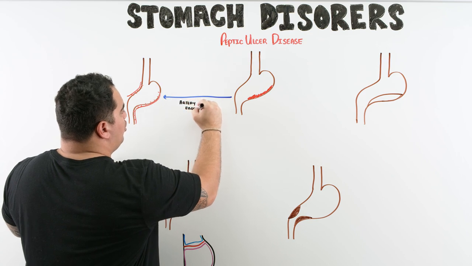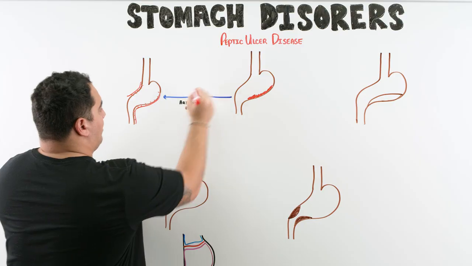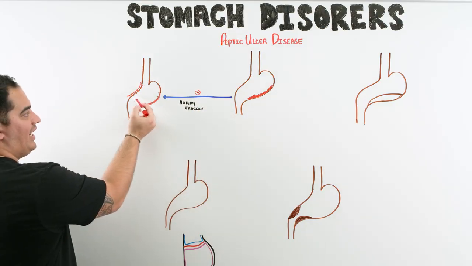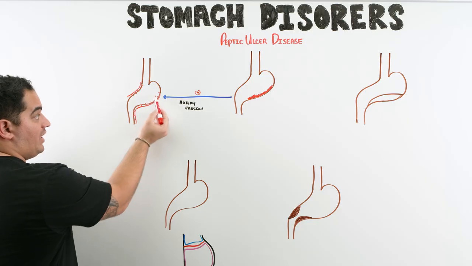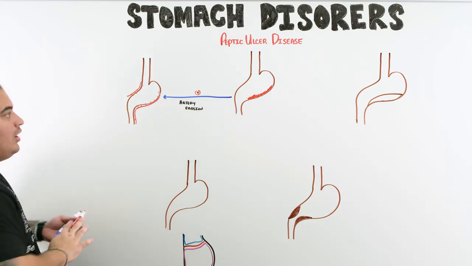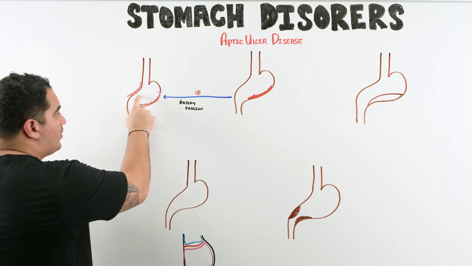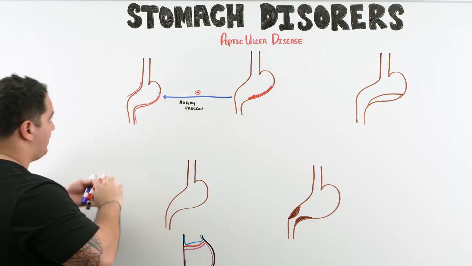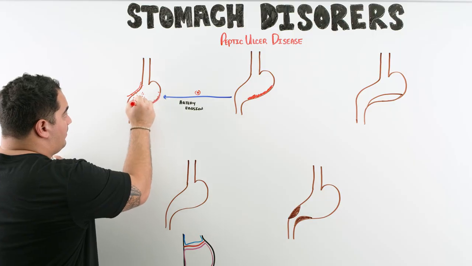And there are usually two locations. One is that it can erode into the arteries near the lesser curvature. That's the most common one, and it can erode into the left gastric artery. The second is near the greater curvature, which is where the gastroduodenal artery is. This would be the second most common one. When it erodes into these arteries, bleeding will ensue, and blood will leak into the stomach.